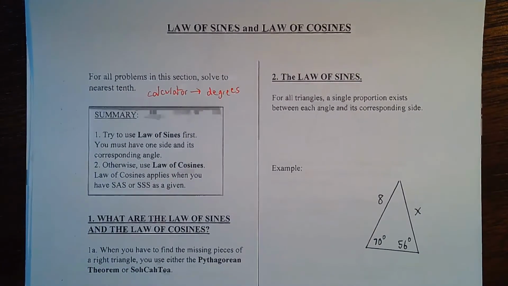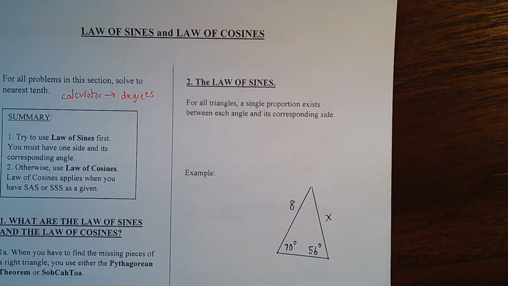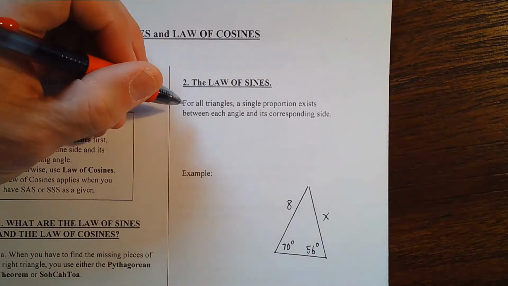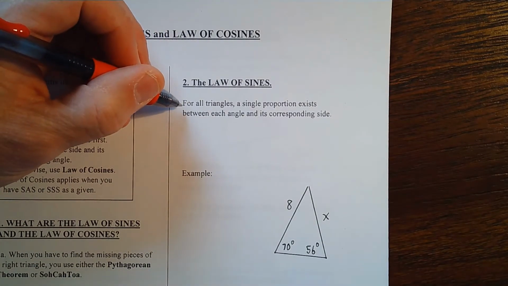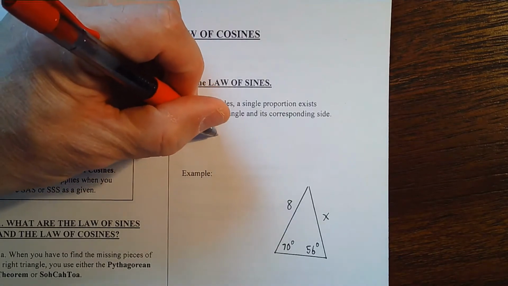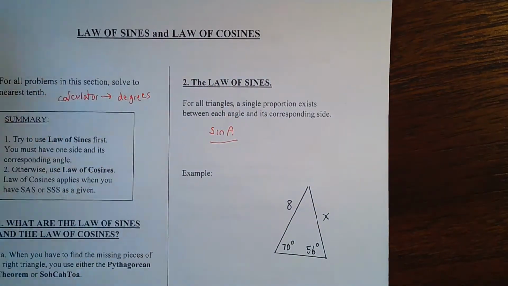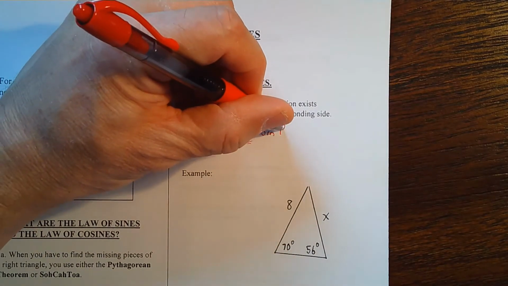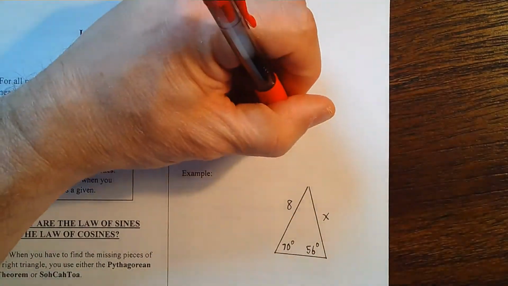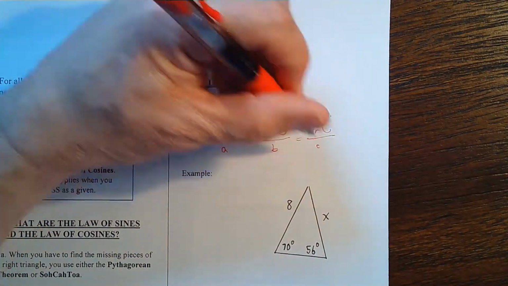Our first rule, our first formula that we're going to learn will be the law of sines. The law of sines is easier to apply than the law of cosines, and so we always want to try to apply this first. Now, there exists a relationship for all triangles. A single proportion exists between each angle and its corresponding side. What I mean is, if you take the sine of any angle A and divide it by the side opposite, little a, that's going to equal the proportion formed by the sine of angle B divided by little b, and the same holds for angle C and little c below it.